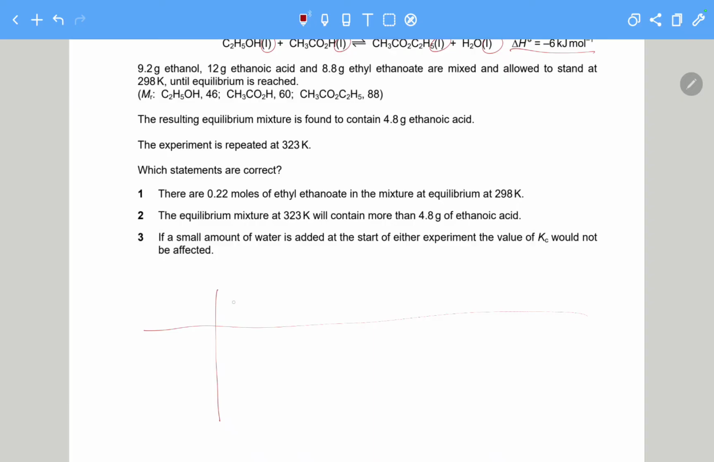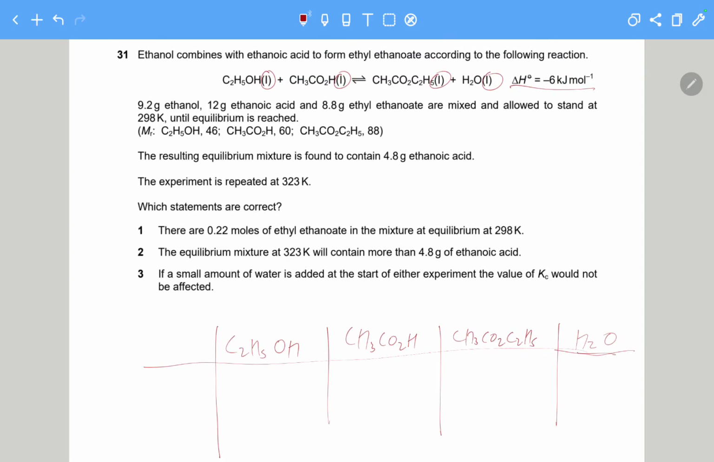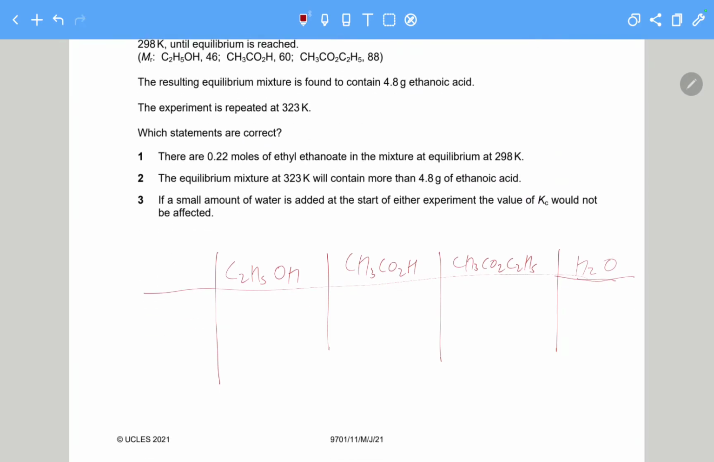So I draw up a table, C2H5OH, which is one of the reactants, CH3CO2H, another reactant, CH3CO2C2H5, one of the products, and H2O. Now you will say that I taught you that we don't include H2O, but remember, firstly H2O is a product here, and secondly we are not carrying out a reaction in aqueous conditions. So we are using pure liquids, and therefore H2O has to be included.